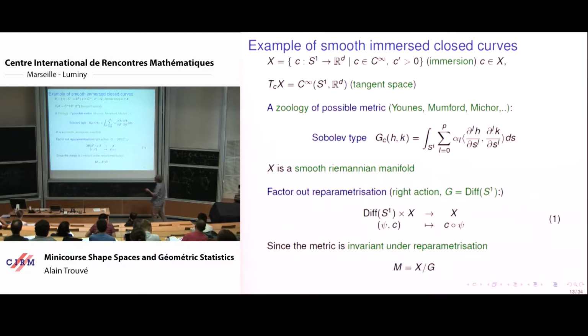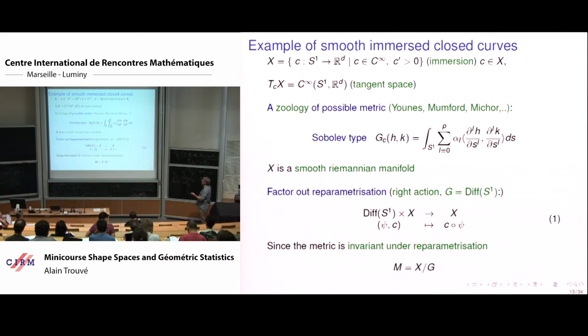You have a zoology, a lot of different metrics you can think about. It started with Younes, Mumford, Michor and a lot of people working on shape space, but there are many other fields. So you can think about Sobolev type metrics, where from the construction you will need something to be invariant. You want something which is invariant with reparametrization. We guess we need that.